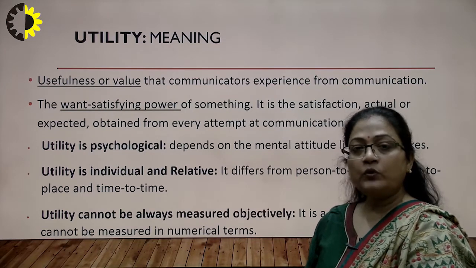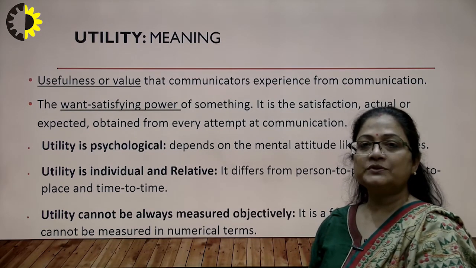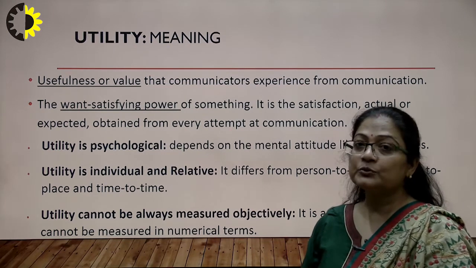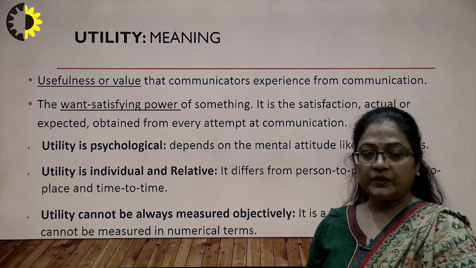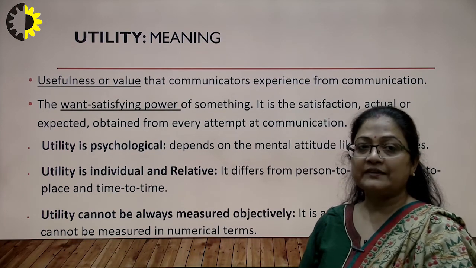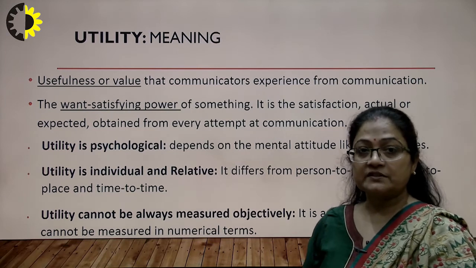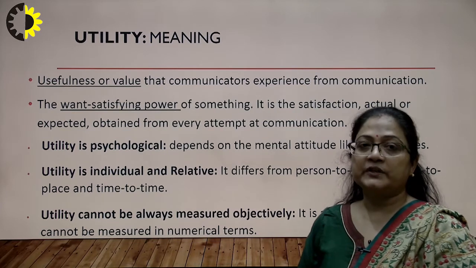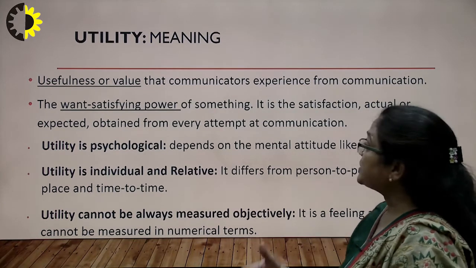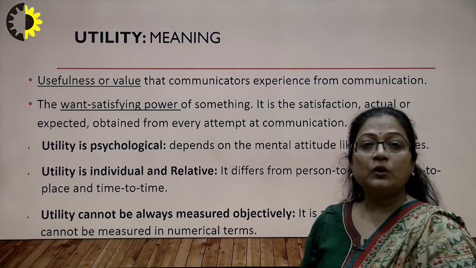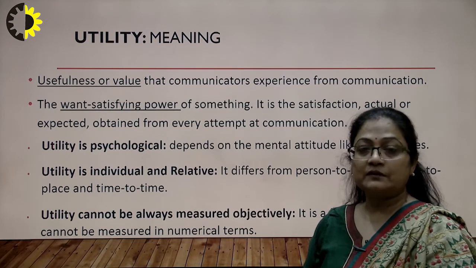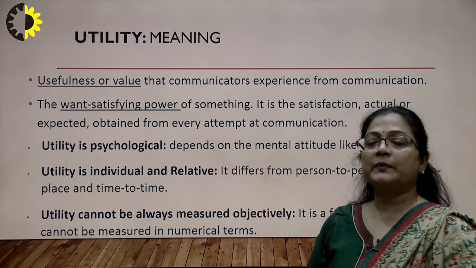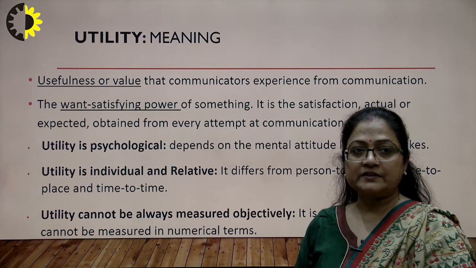We know that communication takes place to satisfy some need or urge of the person. We feel an urge to share something with the other person. So, that need should be satisfied by the communication. Some type of satisfaction should be felt by the communicator. It is the satisfaction, actual or expected, whatever the person has expected. It may be an actual and complete sense of satisfaction, or it may be a partial type of satisfaction.